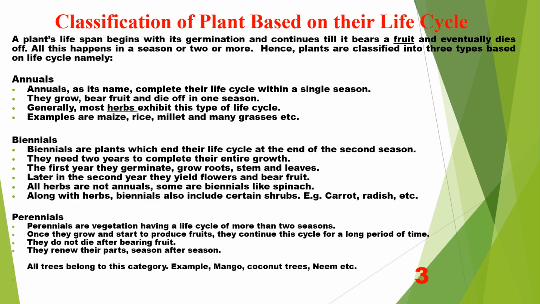A plant's lifespan begins with its germination and continues until it bears a fruit and eventually dies off. So all this happens in a season or 2 or more. Hence, plants are classified into 3 types based on life cycle, namely.